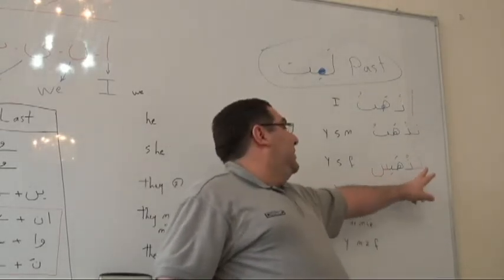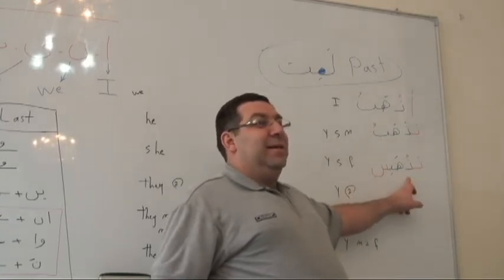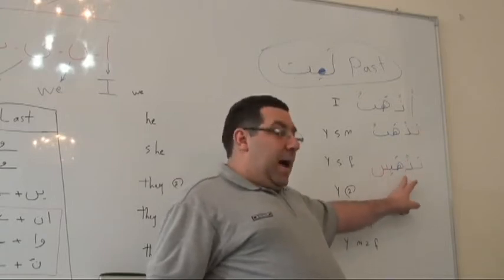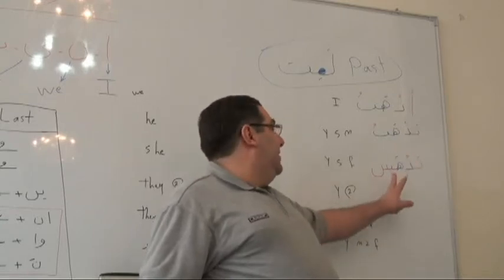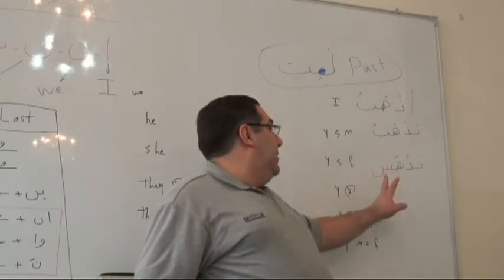What is the first letter? Ta. The second. Zal. Then ha. Ba. Ya. Ya. And noon.